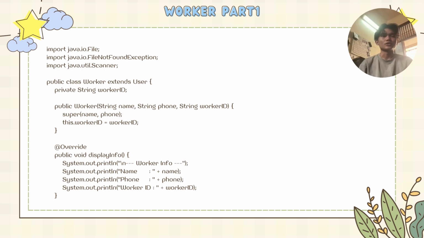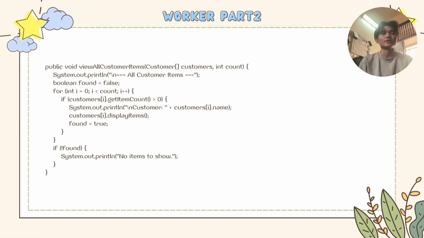This is the worker class, which also extends user, meaning it gets basic info like name and phone, but with an extra attribute, worker ID, to uniquely identify each worker. I've overridden the display info method to print the worker's name, phone and ID clearly. And then one of the key features is view all customer items, where a worker can look through all customers and show every item they've added. It even skips customers with no items, which makes the output cleaner.